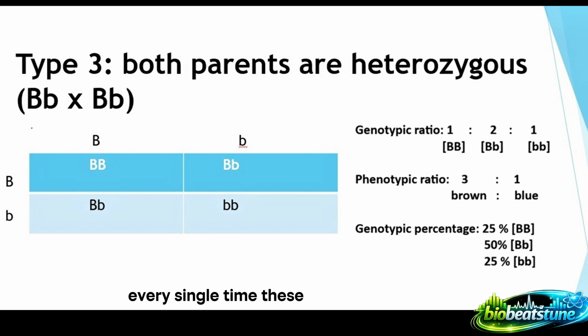Every single time these parents have a baby, the genetic dice are rolled completely from scratch. The chance resets. So, if their first baby has blue eyes, the chance for the second baby is still exactly 25% for blue eyes. If they have a third baby, the chance is still 25% for blue eyes. Because the chance resets every single time, it is entirely possible for these two brown-eyed parents to have 4, 5, or all of their kids with blue eyes. The Punnett square doesn't keep score. It just gives you the odds for one pregnancy at a time.